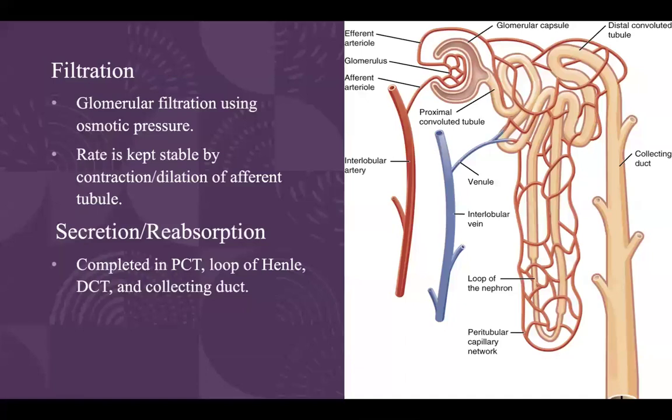And roughly about 150 to 180 liters per day are filtered, and only 1% of that is actually urine. 99% of that is reabsorbed through the renal tubule. So how is this done? The afferent arteriole exits Bowman's capsule and branches into the peritubular capillaries that surround the renal tubule.